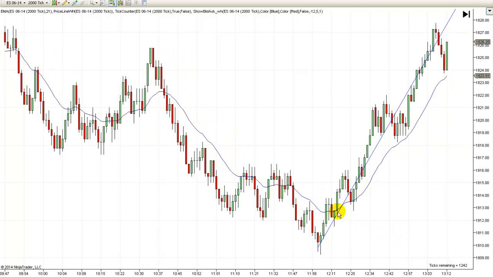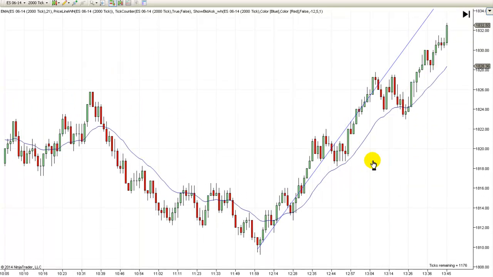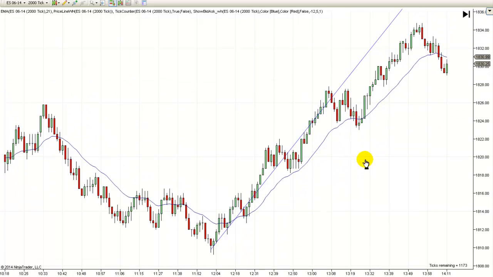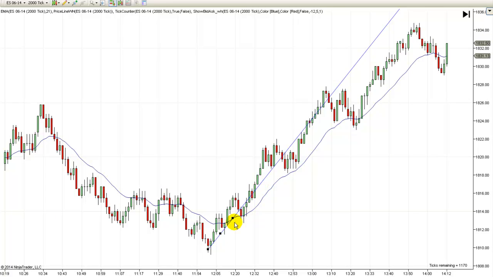You can see that line working up through there. It held again, and then we finally get a break. You move to a new high, and this one keeps going. But that's what I'm talking about right here.